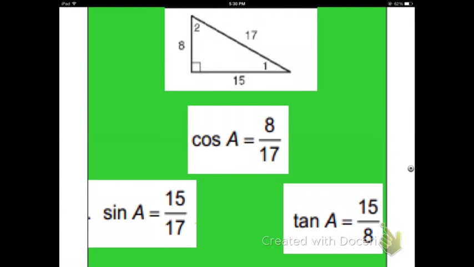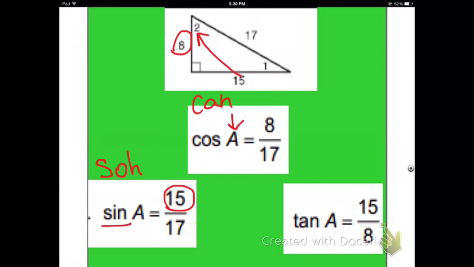So let's check here. Now, which angle is angle A? If I look at cosine, cosine is adjacent over hypotenuse. What is 8 adjacent to? Is 8 adjacent to angle 1, or is 8 adjacent to angle 2? Same thing here. If I want to find sine, I'm trying to figure out which angle is A. Sine is opposite over hypotenuse. So what is 15 opposite from? 15 is opposite from angle 2. And here 15 is opposite angle 2, and 8 is adjacent to angle 2.